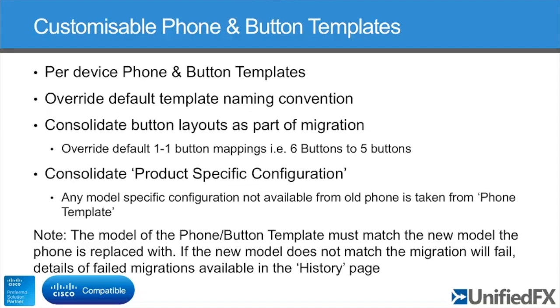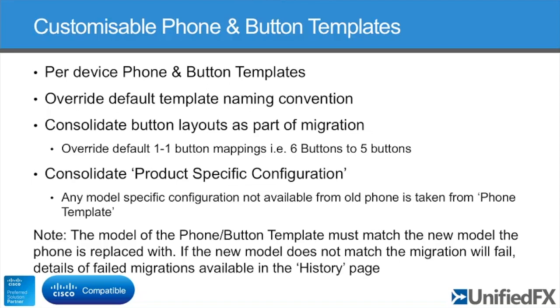We have a concept of a migration button template. You enter the name of the button template that the new phone model is supposed to pick up. And again, you can do that per device. And when you specify that migration button template, when that phone migrates, rather than us doing that one-to-one button mapping, which obviously is nice and simple and very effective, if you wish, you can customize it.